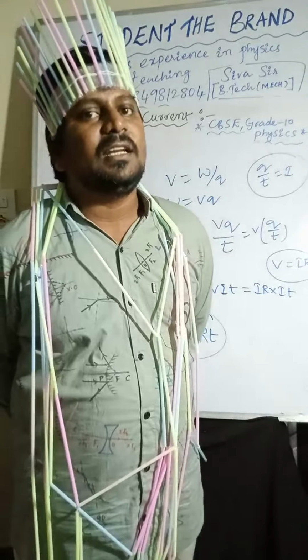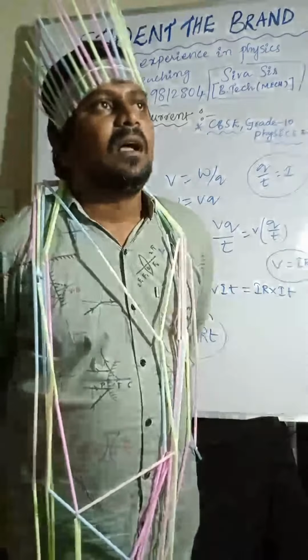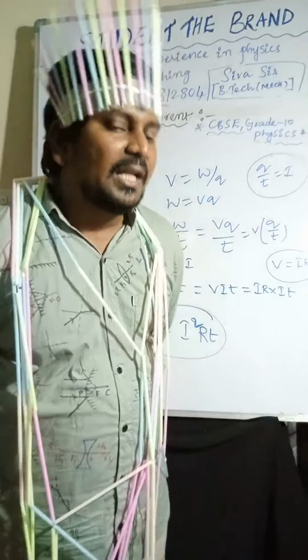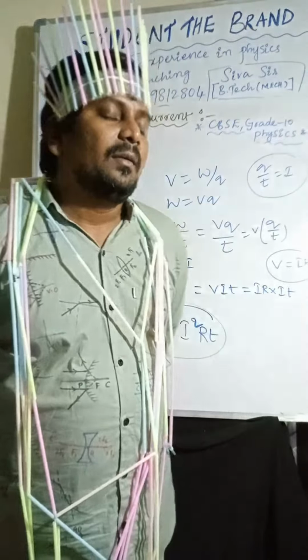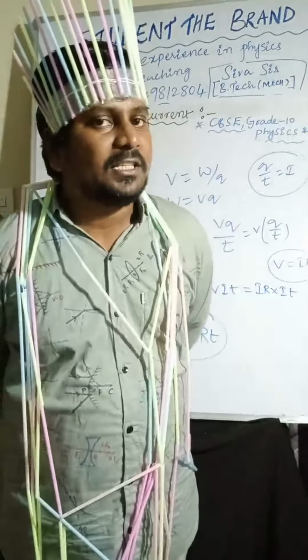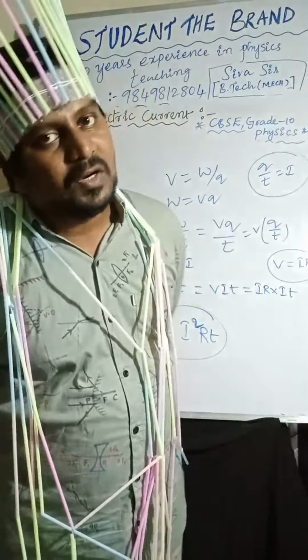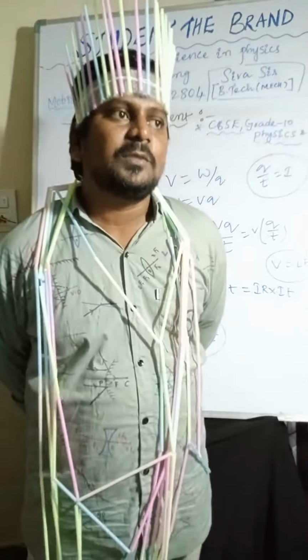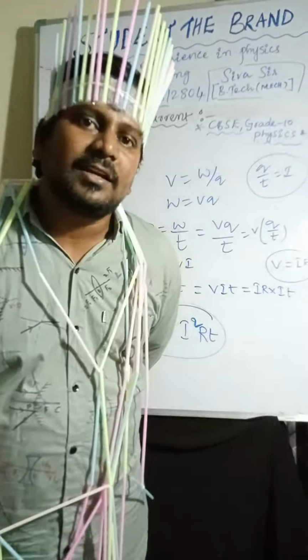The potential in India is 220 volts. For the live wire it is 220, but for the neutral wire it is 0 volts. The potential difference between the live wire and neutral wire is 220 volts, and the potential difference between the live wire and earth wire is 220. The potential difference between the neutral wire and earth wire is 0. And that is about fuse.